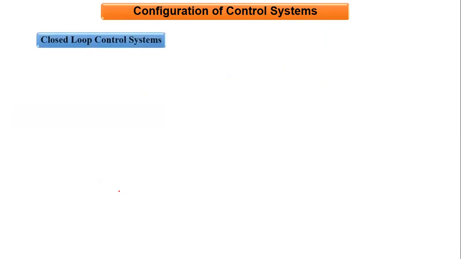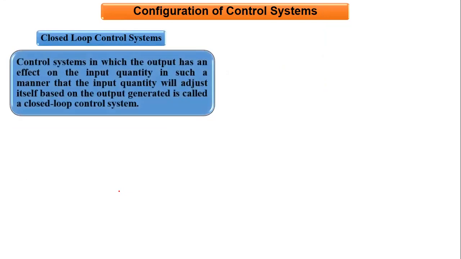Then we have another configuration, which is the closed loop configuration of control systems. In the closed loop configuration, the response of the system has a signifying effect on the input quantity in a manner by which the output or the response is adjusted, right? That means the controller can monitor the response of the system and changes the control variable in such a way that it can adjust the response of the system to the desired value.